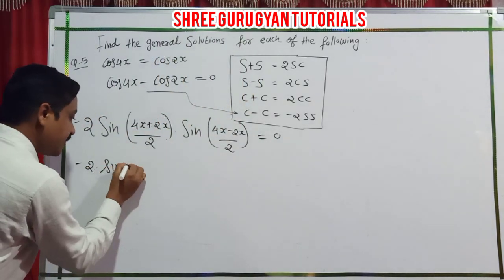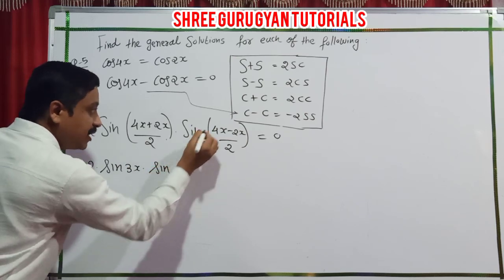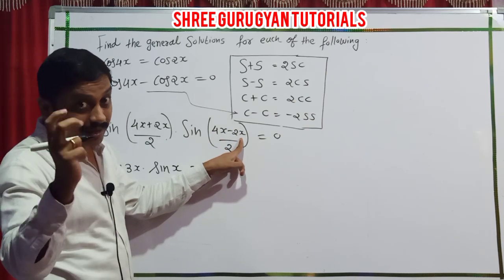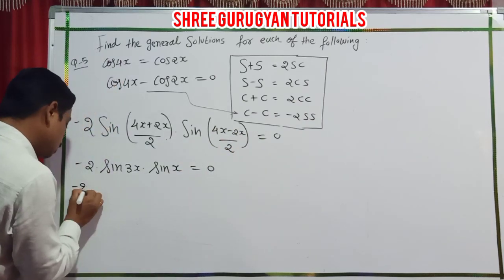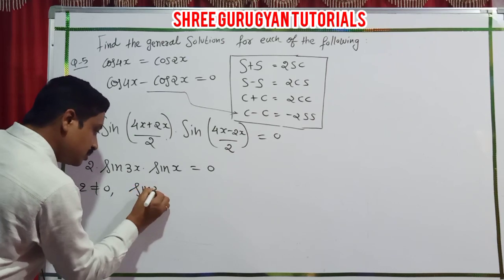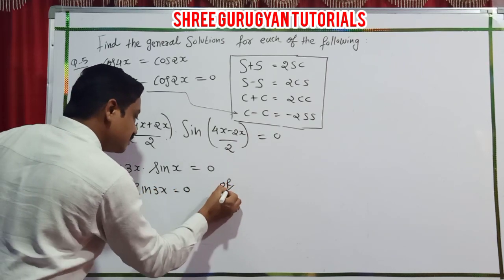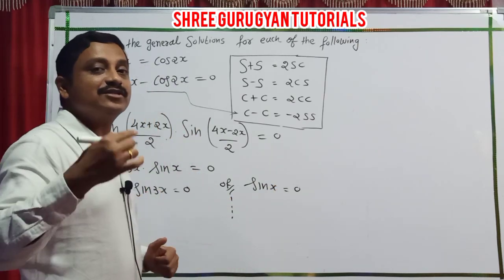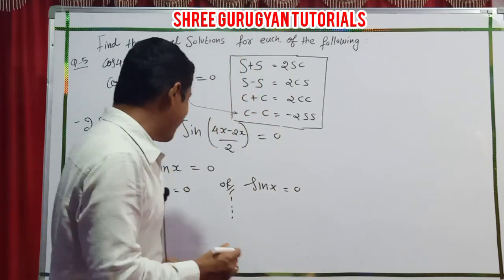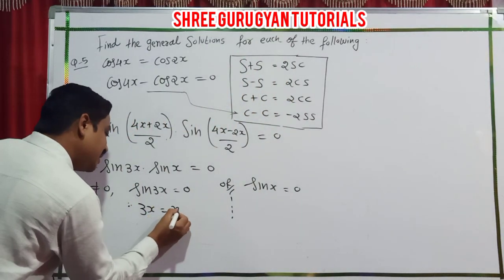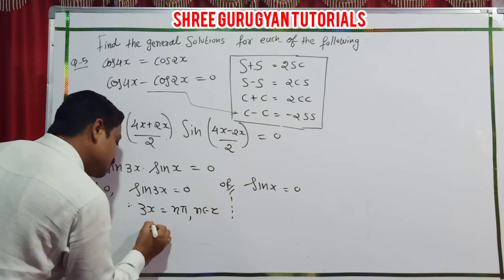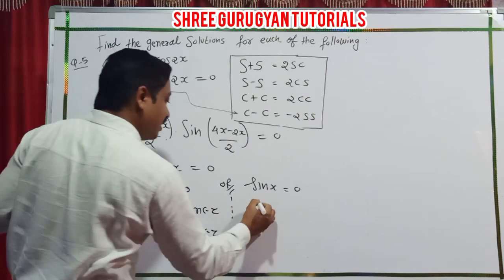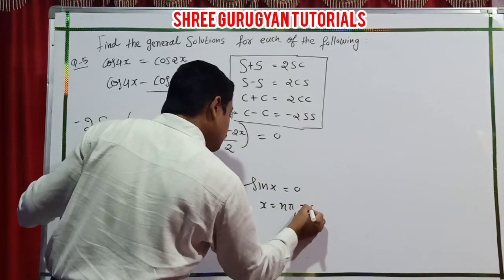So what you get? 6x by 2, 3x. Here 4x minus 2x is 2x, by 2 is only x. So minus 2 is never 0. You have sin 3x equal to 0, otherwise sin x equal to 0. Now sin is zero at every n pi, and here also it is n pi divided by 3, where n belongs to z. Similarly here n pi, n belongs to z.